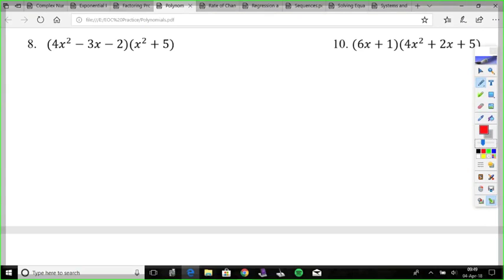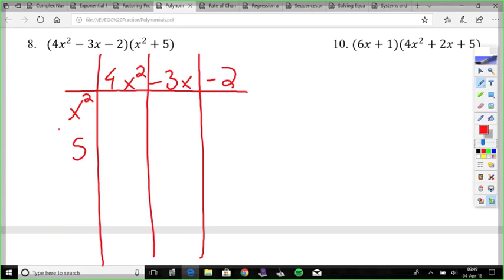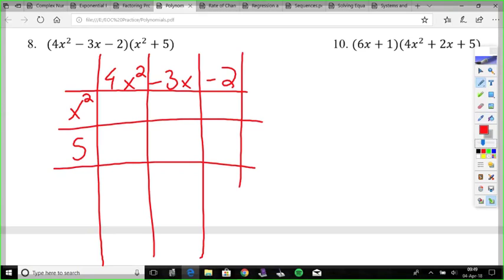So to make a table for number 8, it doesn't matter which goes on top and which one goes on the side, but I'll just put it as 4x squared, and then a negative 3x, and then a negative 2. Right? And then on the side, I'll put the x squared and then the 5. All right. So I'm kind of OCD about my lines, so I'm going to fix that a little bit.